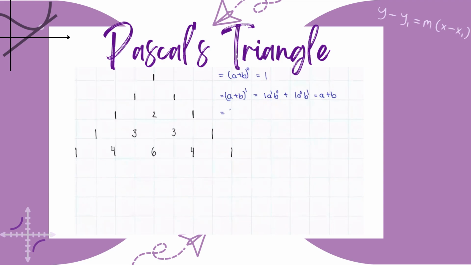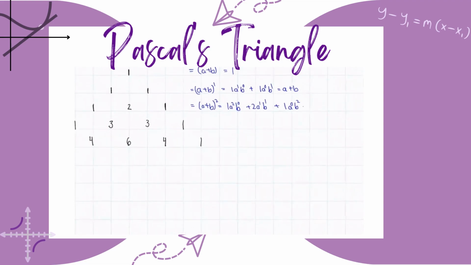The next one is going to be a plus b to the power of 2, which is 1, a to the power of 2, b to the power of 0, plus 2, a to the power of 1, b to the power of 1, plus 1, a to the power of 0, b to the power of 2, which we could simplify to a squared plus 2ab plus b squared.